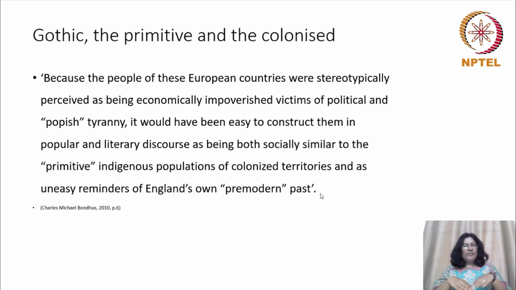So you can see how very subtly this fiction is talking about the other as popish people, the other as economically deprived, the other as somebody who is uncivilized and who belongs to the past of Britain. So Britain is something which all these categories are not. Britain is not popish, Britain is not economically deprived, Britain is not uncivilized. So these are some of the meanings that seem to emerge through this Gothic fiction.